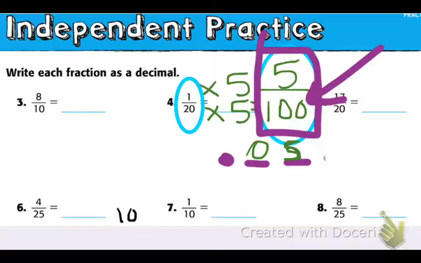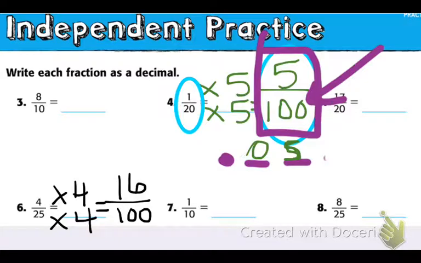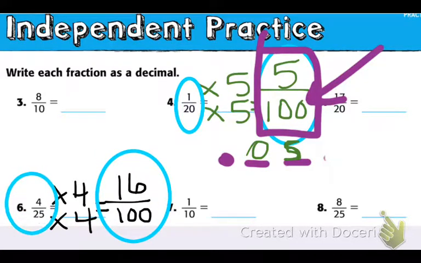I'm going to change 25 to 100. I need to have 10, 100, or 1,000. 25 times 4, and now I can do 4 times 4. Well, I know 4 times 4 is 16. 16 hundredths has the same value as 4 25ths. I did step 1 so that I can get 100 as a denominator. I can now put 16 in the hundredths place as a decimal.